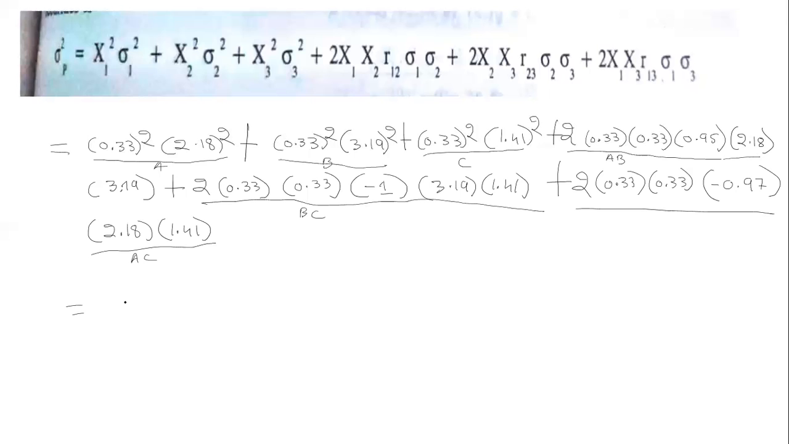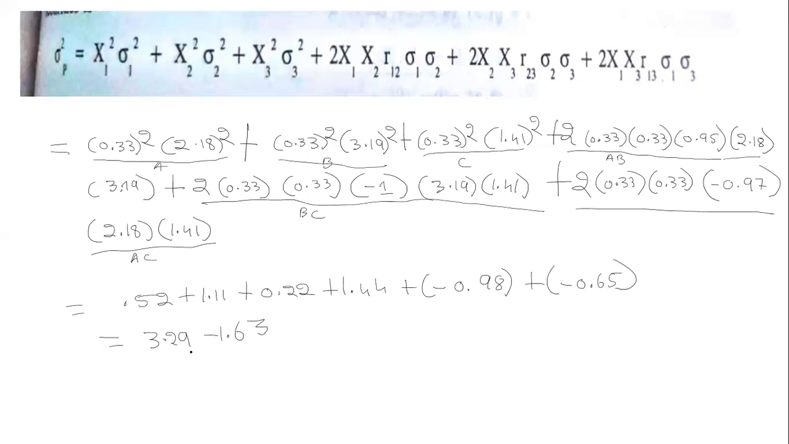So after calculating this all, we get the values for first one. So we get like 0.52 plus 1.11 plus 0.22 plus 1.44. Okay, then we'll get plus minus 0.98 and plus minus 0.65. So we get the values, the positive 3.29 and negative is 1.63. So we get the value, that is 1.66. Okay, so this is portfolio variance.